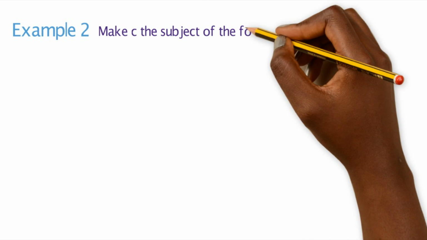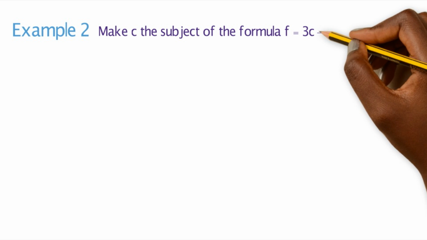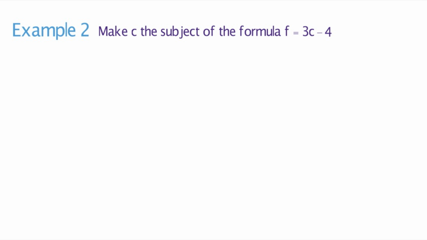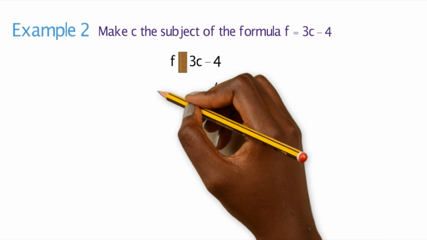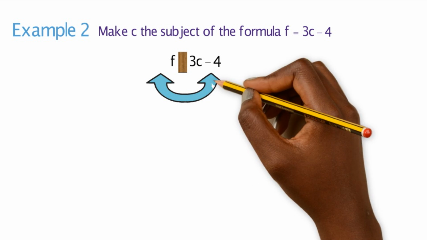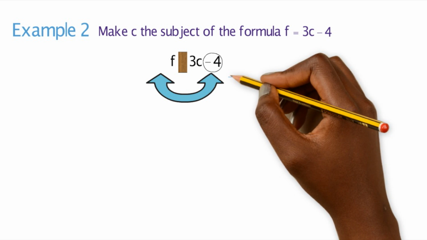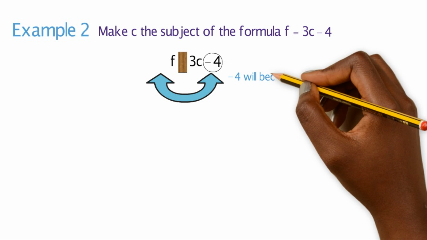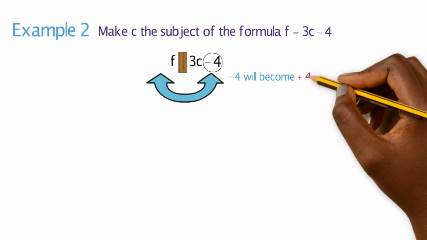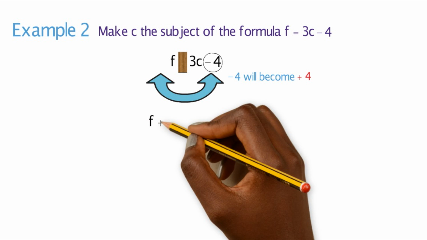So we're going to look at another example. So example 2. So if a question says make C the subject of the formula f equals 3c minus 4, if we have f is equal to 3c minus 4, again, we're going to imagine our equal sign being a fence. So the first thing that we're going to move over is minus 4, because that's furthest away on the same side as c. So minus 4, if you move it over, is going to end up becoming the opposite, and the opposite of minus is plus. So that's going to end up becoming plus 4.